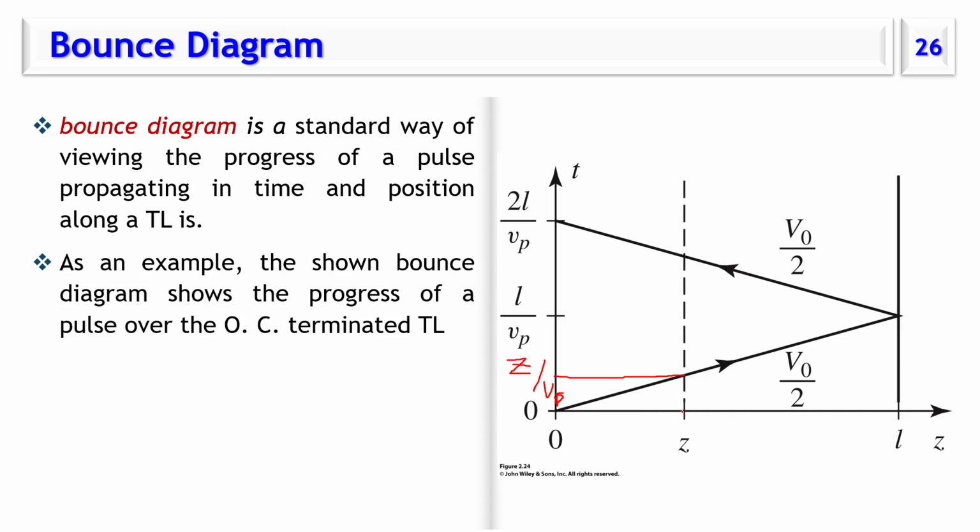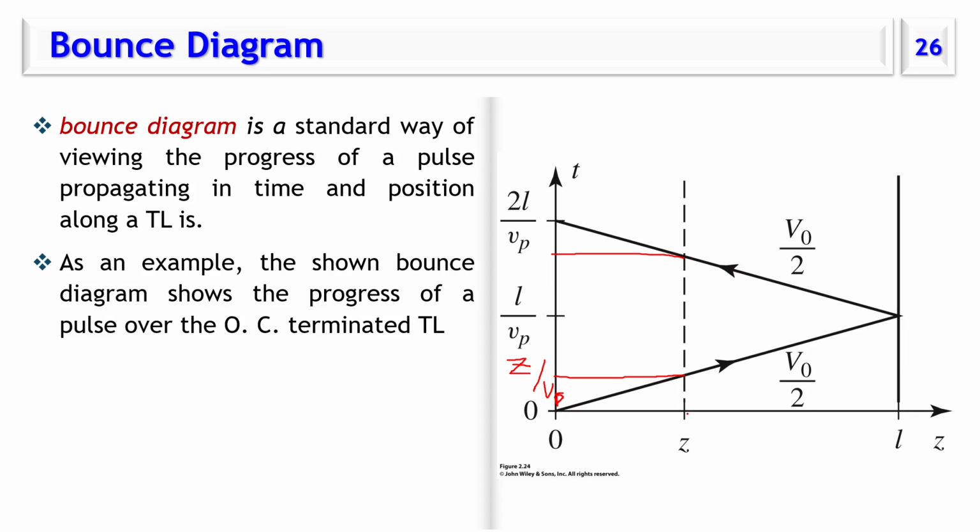The point Z does have 0 potential. At this moment, it starts to have V naught over 2 potential. Then the wave propagates till it reaches the load. At the load, it finds an open circuit, so the reflected wave has the same magnitude as the incident wave. So another wave is propagating backward at any time from this time till this time.